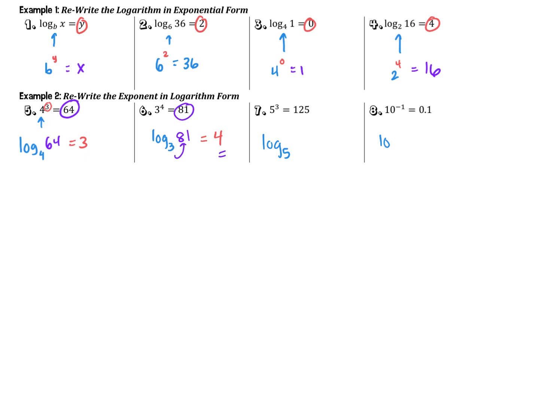Log base 5, log base 10. I'm going to put my exponent over here, which is 3, and my exponent over here, which is -1. And then 125 and 0.1.